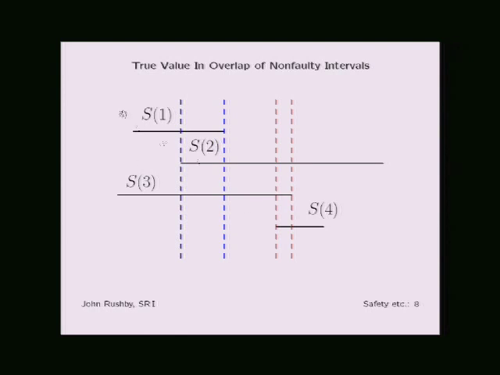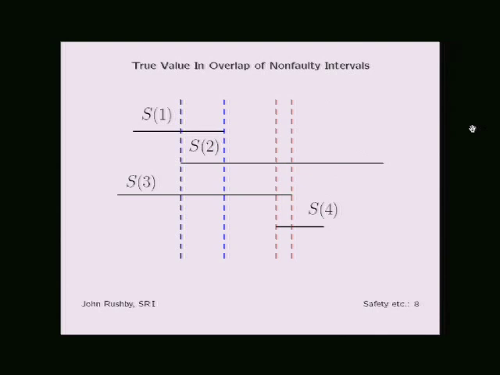If I took S1, S2, and S4, then the intersection of S1, S2, and S4 is empty, right? And so it can't be that S1, S2, S4 are all non-faulty under the assumption that there's exactly one fault. So the two possibilities are either S1, S2, and S3 are not faulty, or S4, S3, and S2 are not faulty. Those are the possibilities. So either the value lies in between the blue lines or it lies in between the red lines.